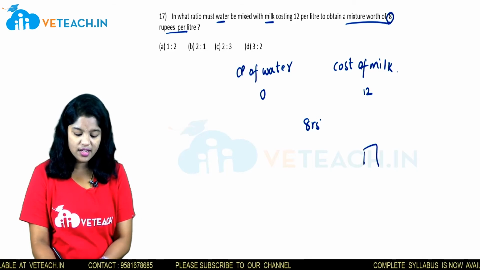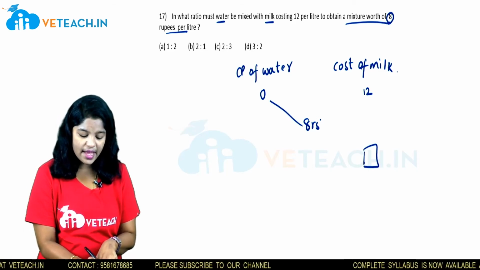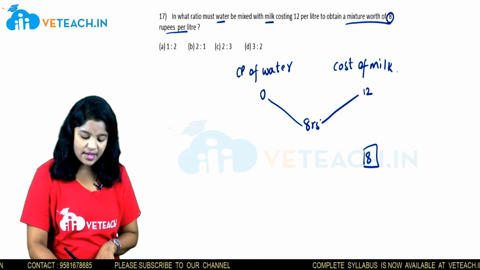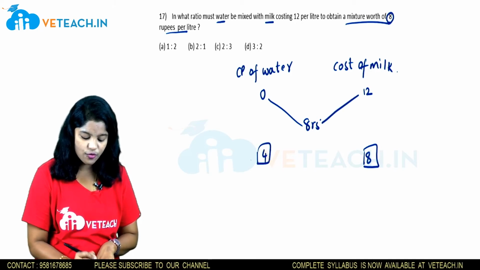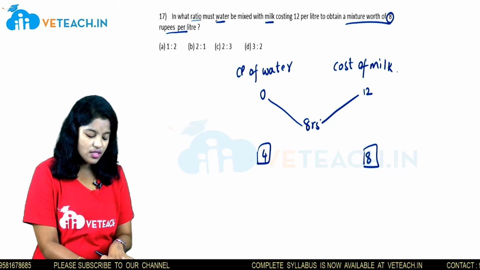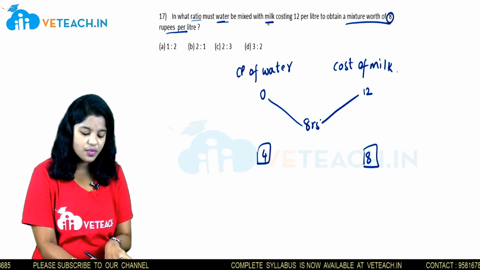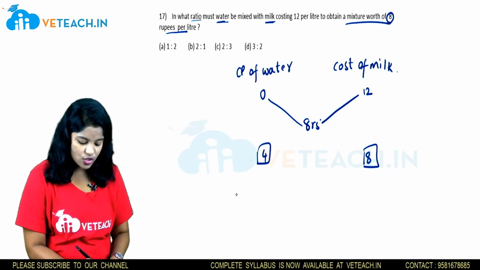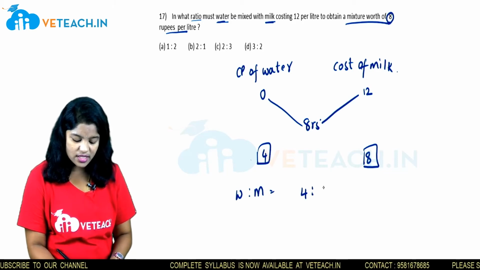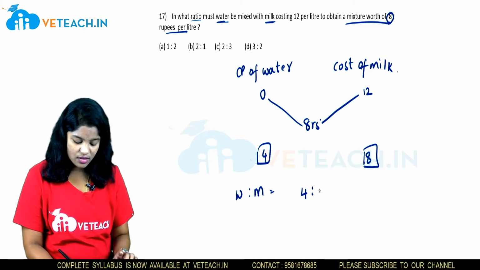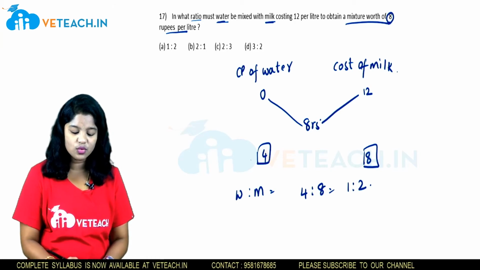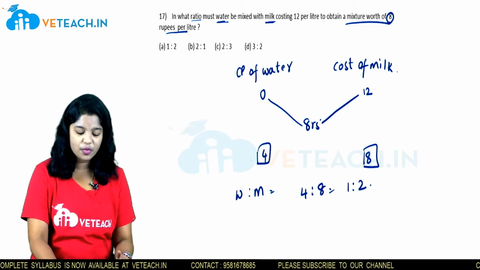Now, we should write here the value which is 8 minus 0, that is 8, and here 12 minus 8, that is nothing but 4. Now, they asked in the question in what ratio water must be mixed with milk. So, the ratio of water to milk is nothing but 4 is to 8, that is equal to 1 is to 2. Very simple if we do it in this procedure.